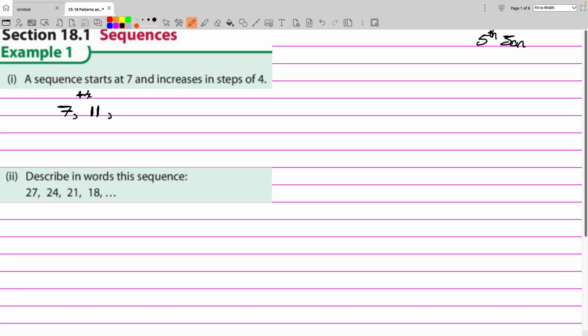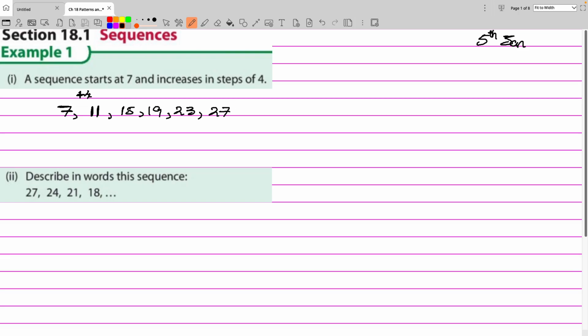Okay? It didn't say it here. So basically 7, 11, plus 4 is 15, plus 4 is 19, etc. I think it said in the question, write down the first 6 terms. So add on another 4, and it's going to be 23. Have I got 6 terms yet? I don't think I have. Add on another 4, 27.